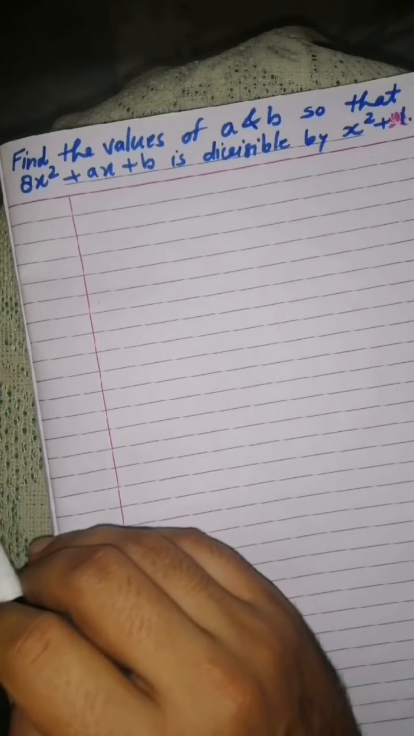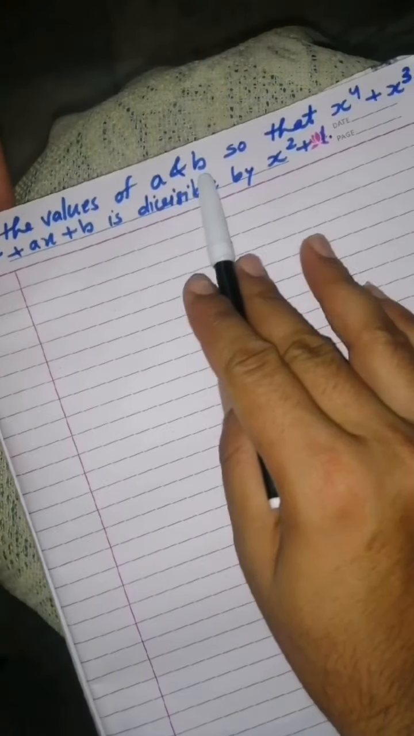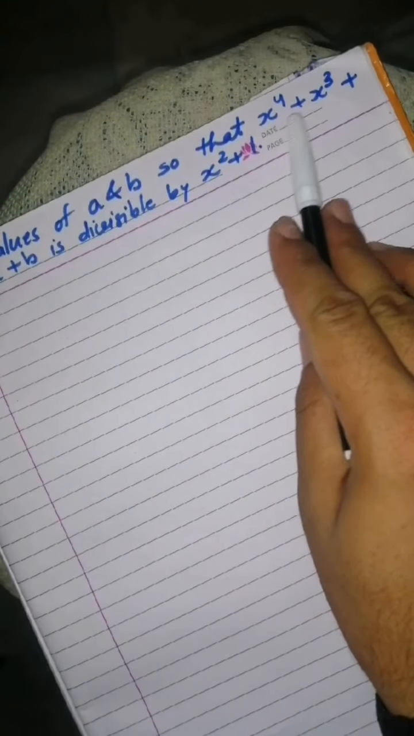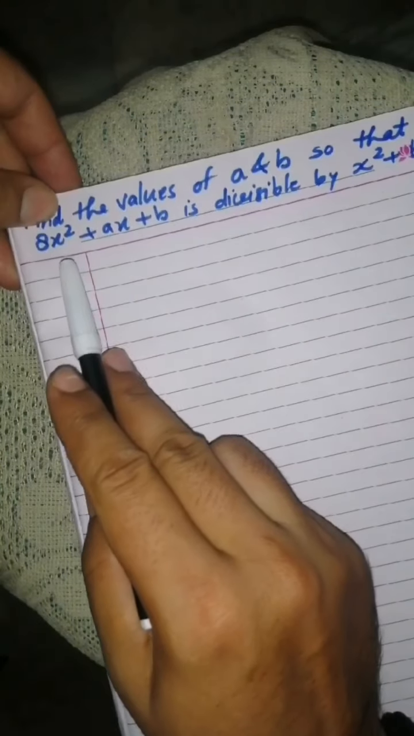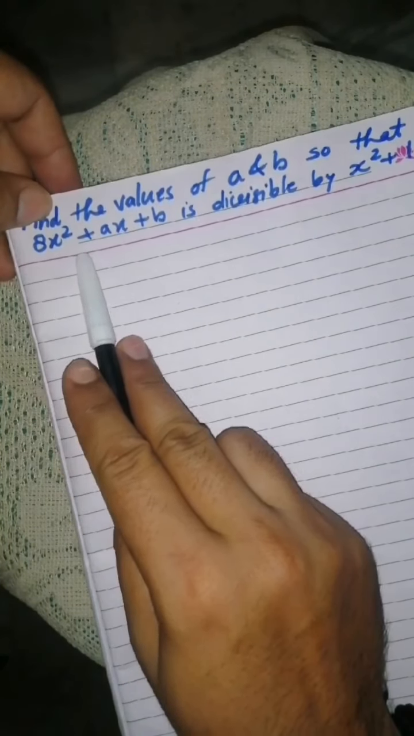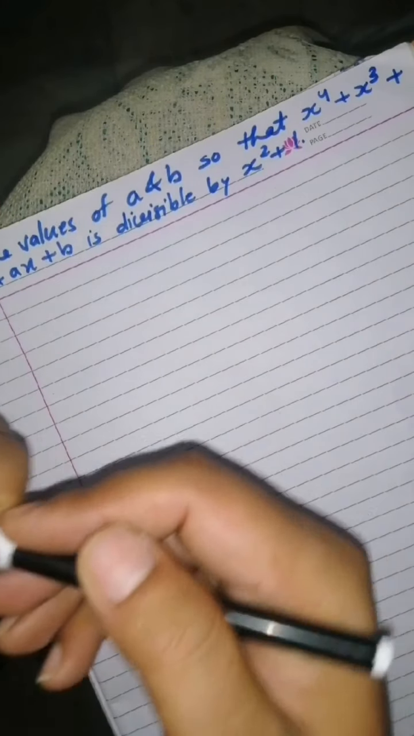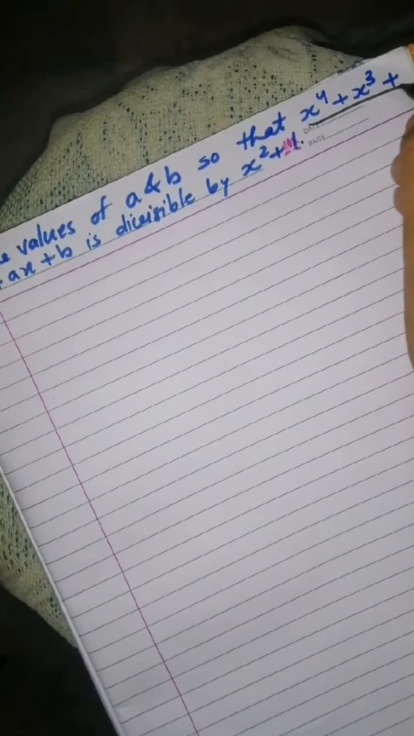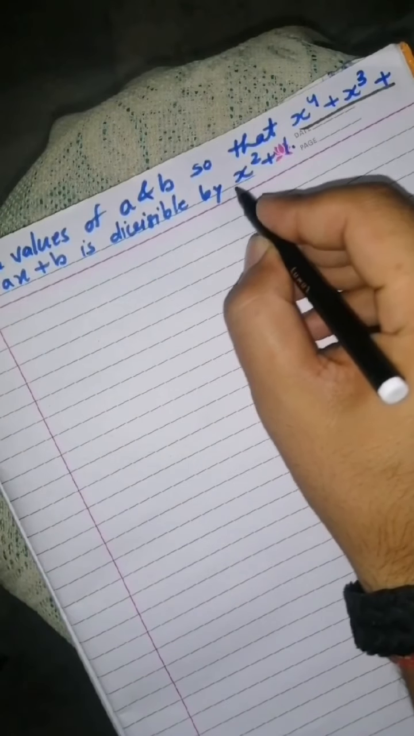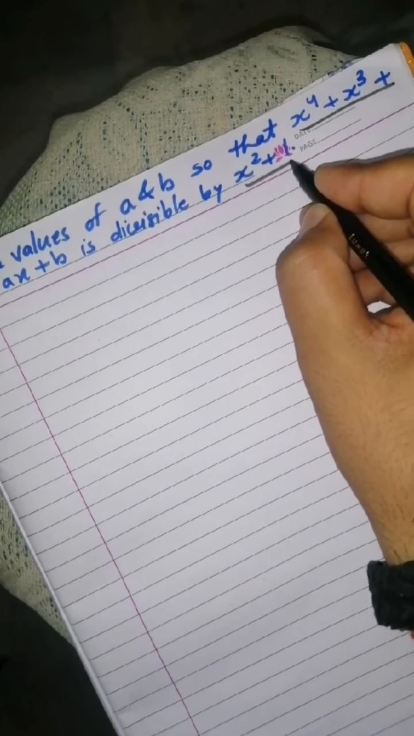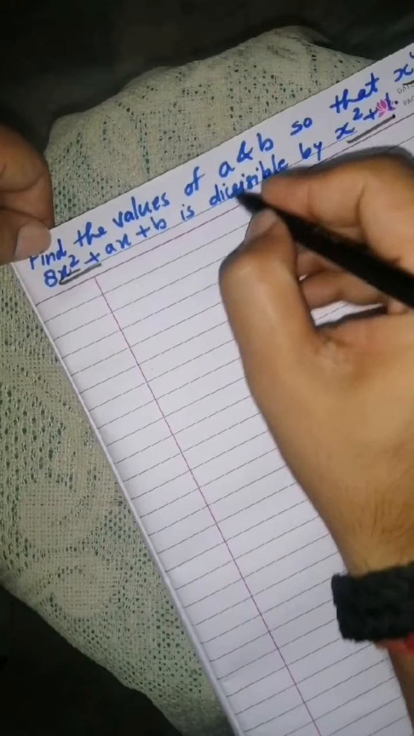Now one more example. It is given, find the values of a and b so that x to the power 4 plus x cube plus 8x square plus ax plus b is divisible by x square plus 1. Now again you can see it is given this polynomial is completely divisible by this polynomial. Then we have to find the value of a and b.